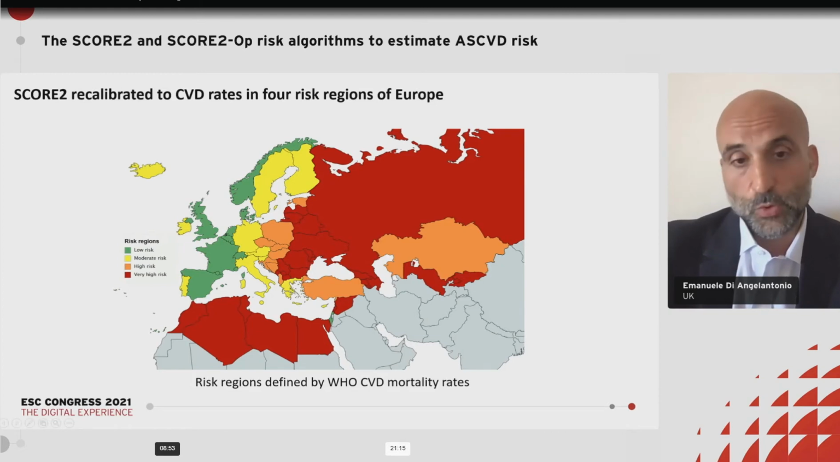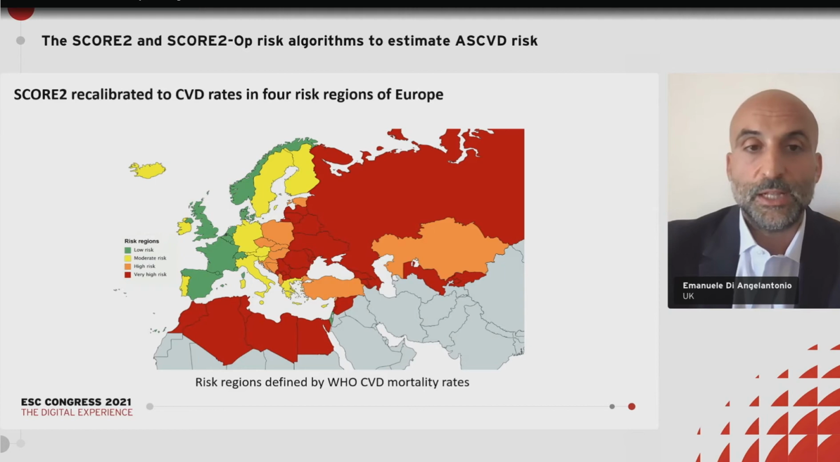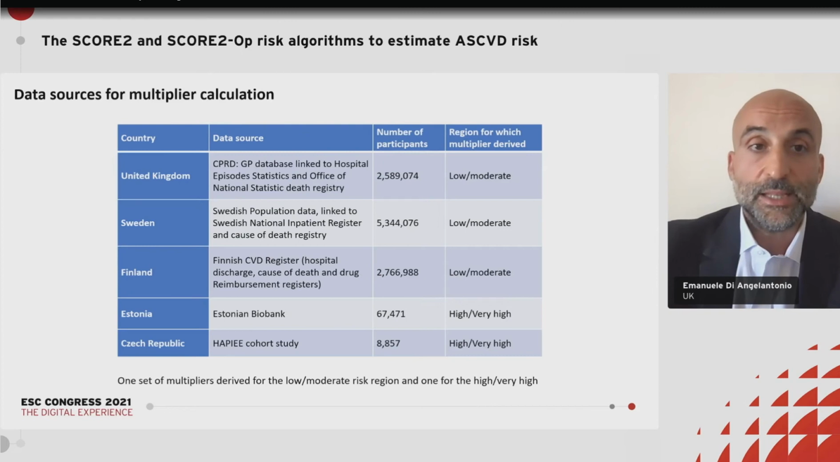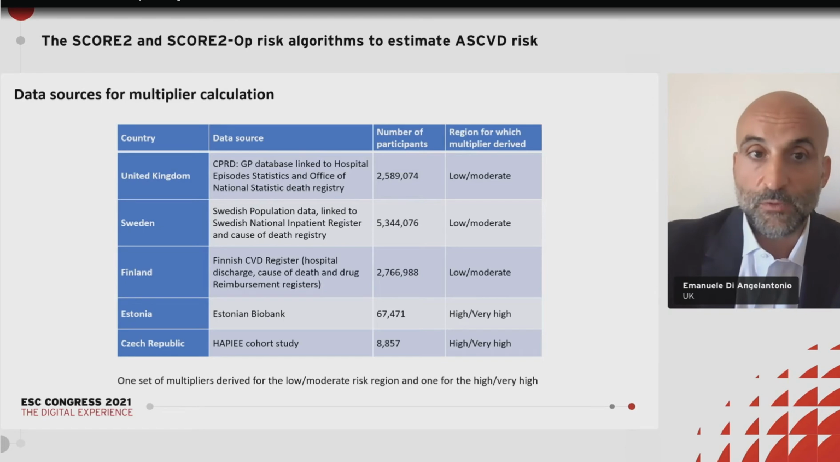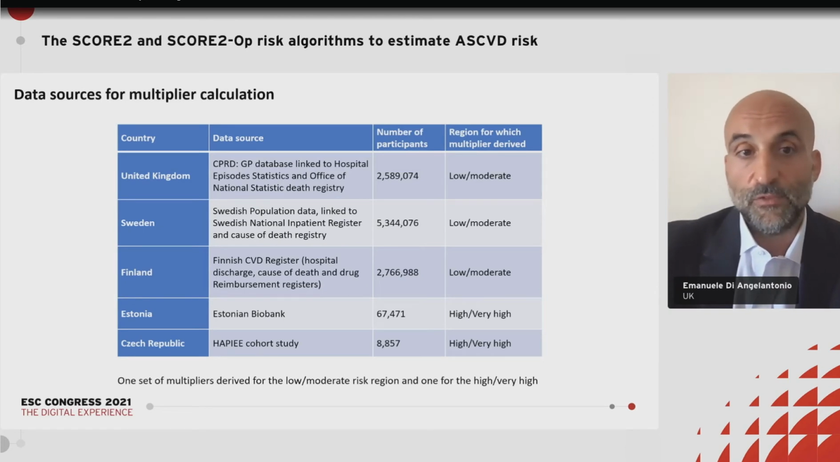To allow this recalibration, we used data from several cardiovascular registries that allowed us to calculate what we defined just before as the risk multiplier, which allows us to transfer data from WHO mortality to an estimate of total cardiovascular incidence. These data were large and spread across different regions in Europe. They are, for example, part of the CPRD dataset in the United Kingdom, data from Sweden, from the Swedish population data, the Finnish data, data from the Estonian Biobank, and data from the HAPPY study in the very high risk region.